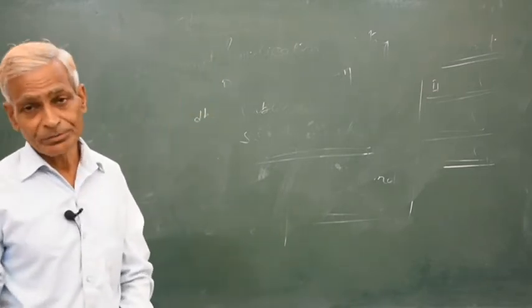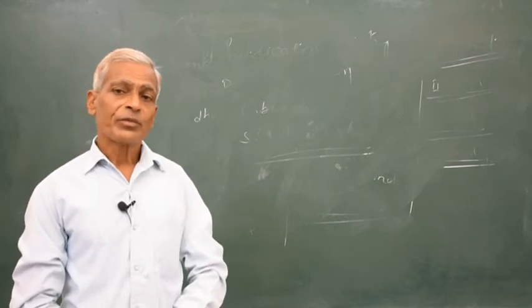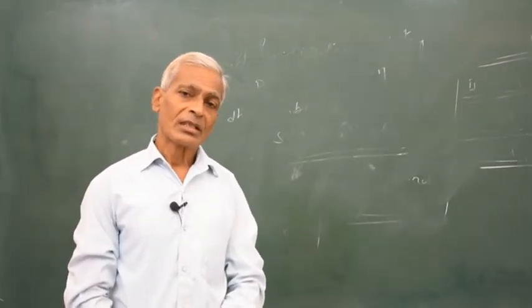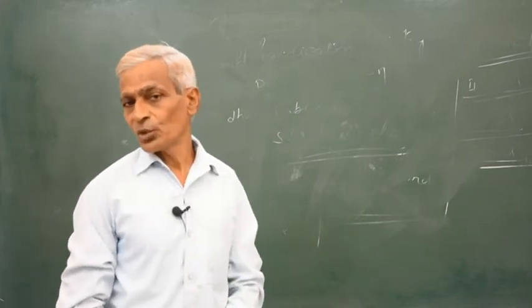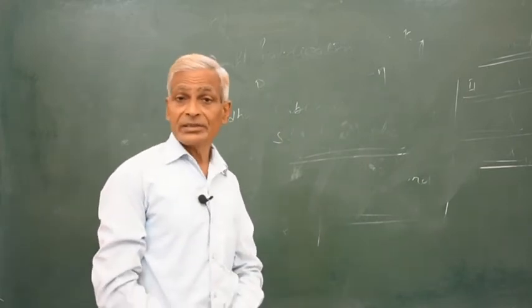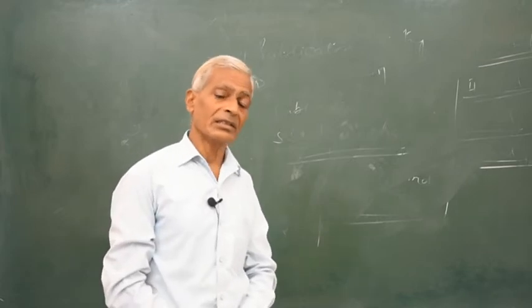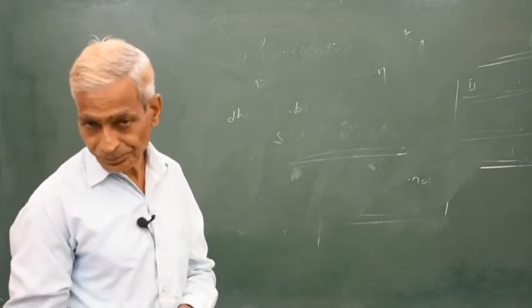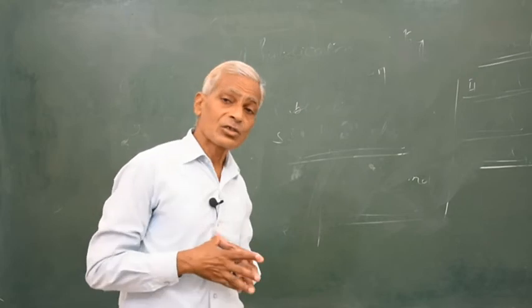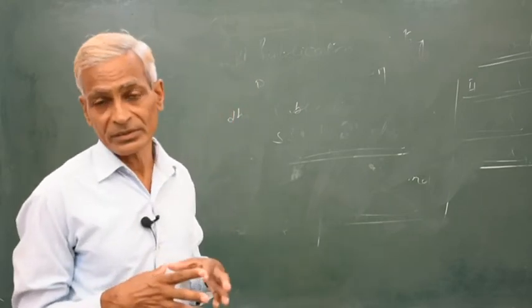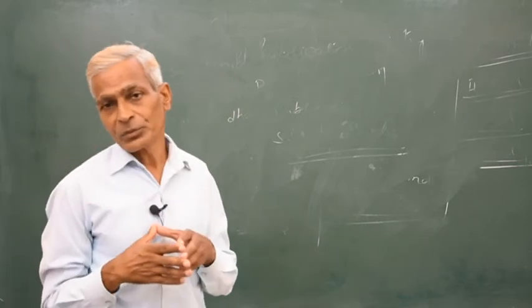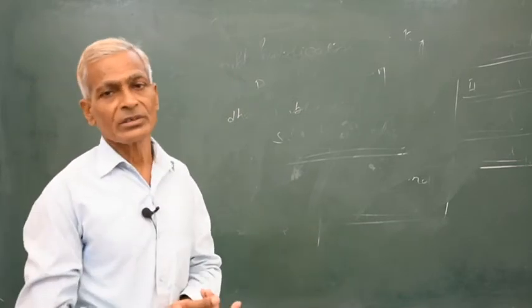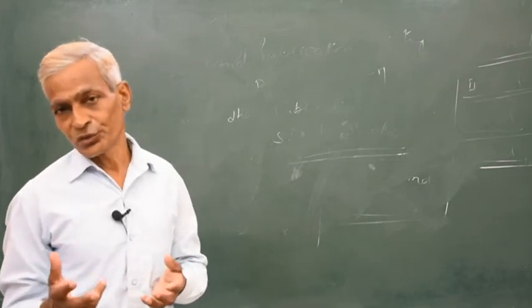Now, section B. There are 4 questions. You have to opt any 2 questions out of these 4 questions. Each question carries 8 marks. Similarly, there is a section C. This section also contains 4 questions. Each question carries 8 marks. You have to opt any 2 questions out of these 4 questions.